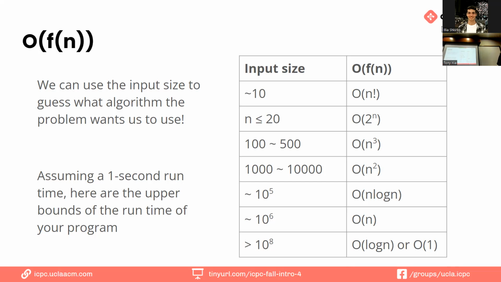As another example, if you have n equals 10 to the 5th, then you can use O of n log n, but you can also use any time complexity that's smaller than that. So you could do O of n log n, you could do O of n, O of 1, or O of log n. So you don't really have to memorize this chart. As a rule of thumb, the total number of operations you could do is around 10 to the 8. So, for example, if you have n equals like 100, then n cubed would be around 10 to the 6, and so it would be good enough. But if your total number of operations exceeds 10 to the 8, then it's probably going to run out of time.